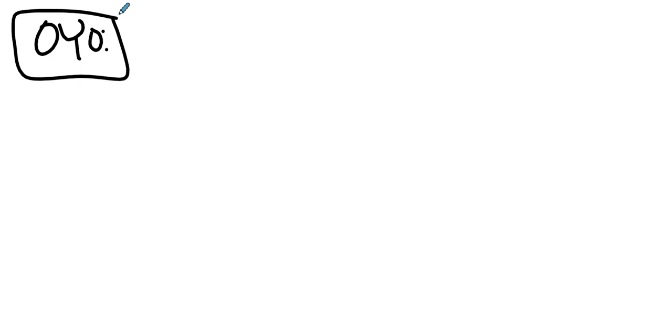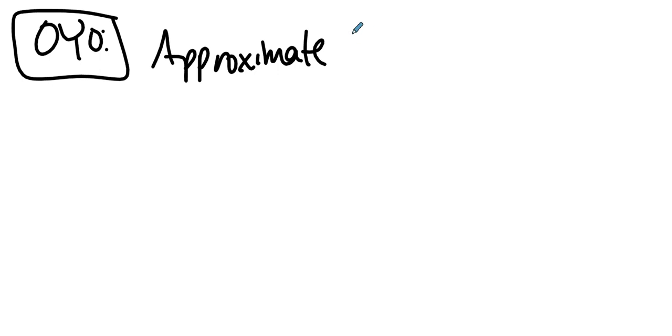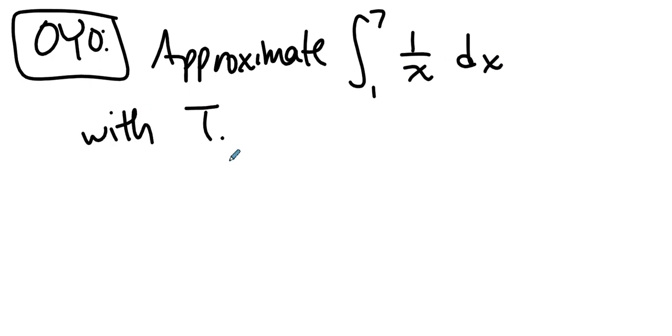I have to give us 2 OYOs super quick because our time is almost up. I want to approximate the integral from 1 to 7 of 1 over x dx with the trapezoidal rule, 6 subintervals, and Simpson's Rule, 6 subintervals. That's that. We're off and running. Our 15 minutes are up.